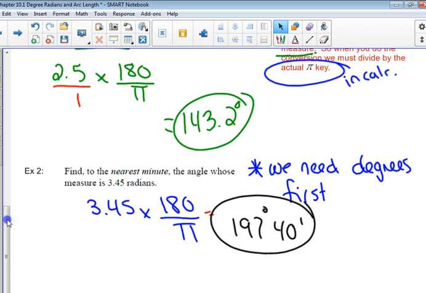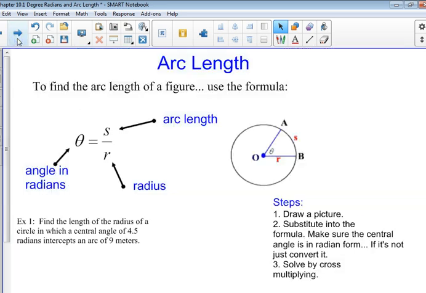All right. Great. How are you guys doing so far? Not bad, easy? Okay. You're going to get one of those on every single test. Some type of conversion. It's usually not more than one, but you have to know how to go degrees to radians, radians to degrees, or watch out for that special key, where you're using the pi key.